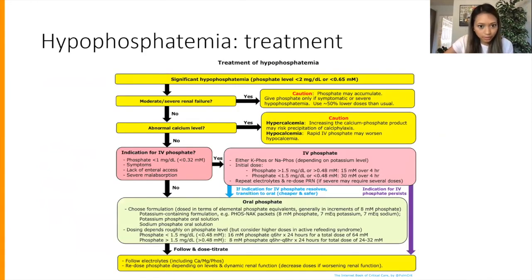So I don't need to read this whole thing to you, but basically just if you're replacing the phosphate, take into account if they're in renal failure or if the calcium level is abnormal because it can cause precipitation of other things.